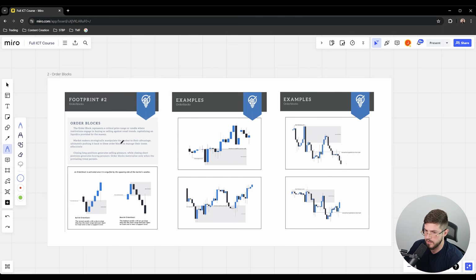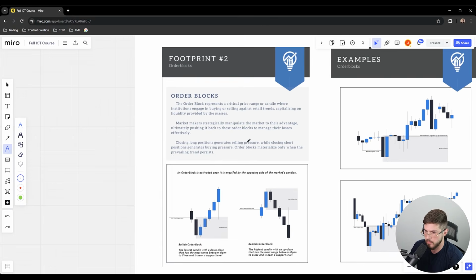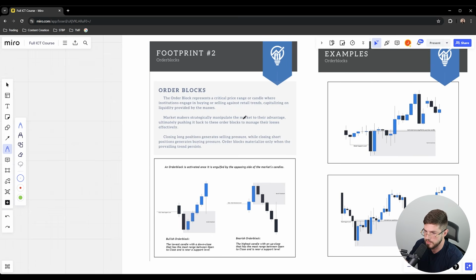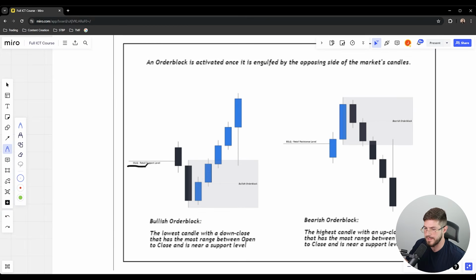So let's break this down a little bit further. Order blocks are going to be critical price ranges where institutions engage in buying or selling against retail trends, okay? So remember we talked about taking out liquidity. If the overall institutional bias is bullish, right? The big dogs want to push price under a low. They're going to have to sell and create that manipulation in order to do so.